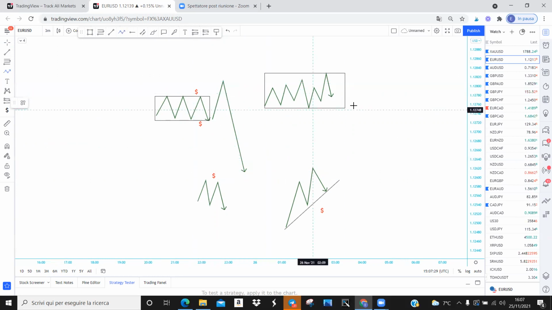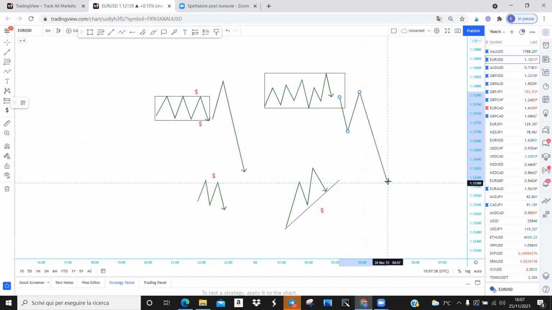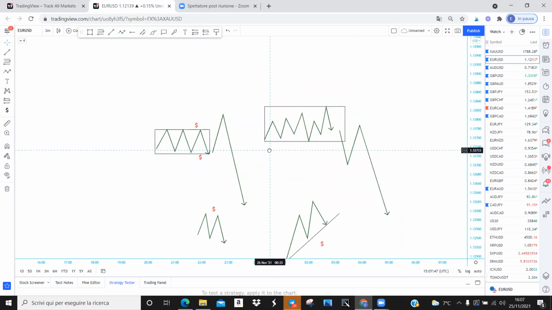Or maybe the direction is to the downside and we just break to the downside, retest the Asian range to continue, okay? And of course, this is kind of obvious that these are the two possibilities. Also, this is during London session.